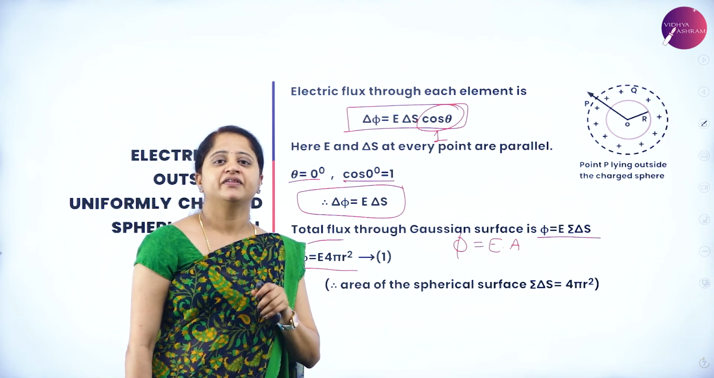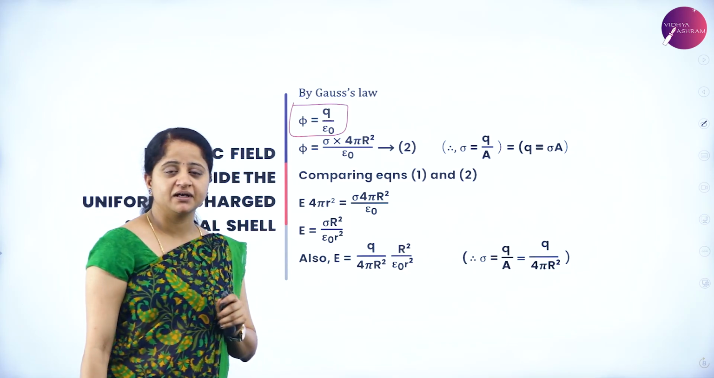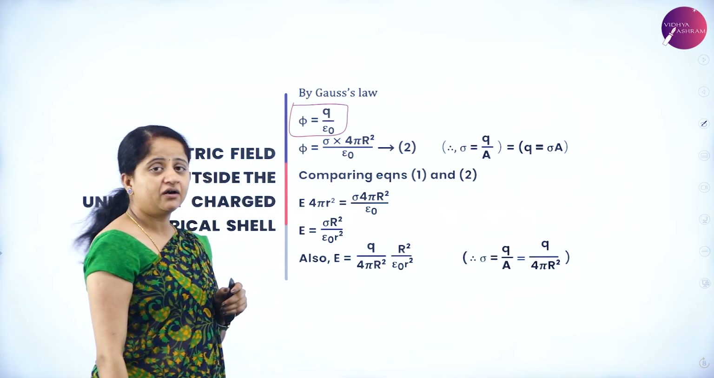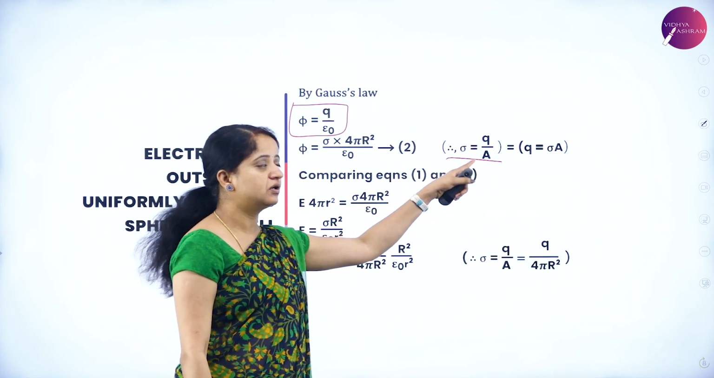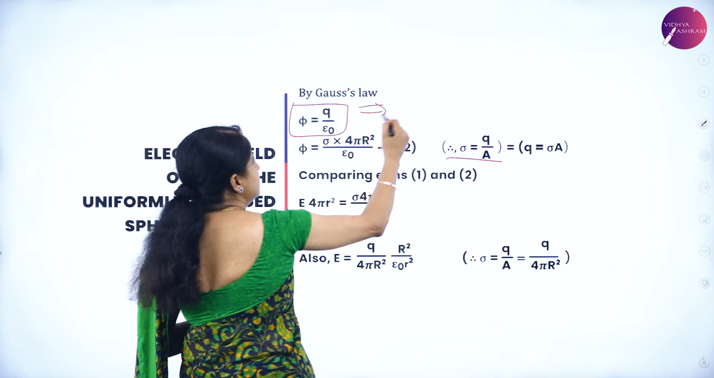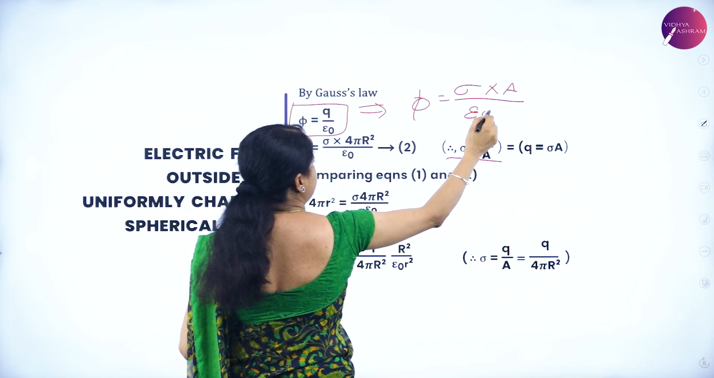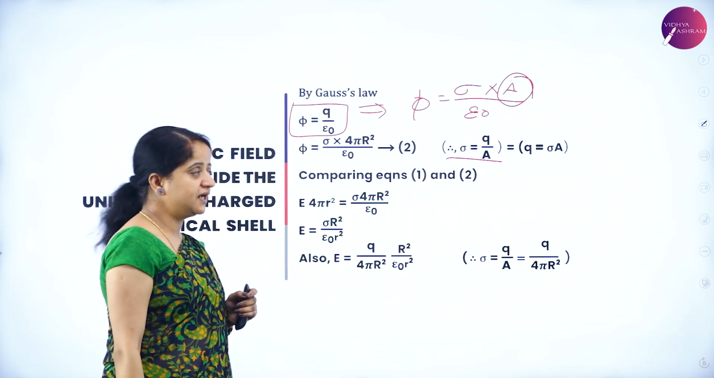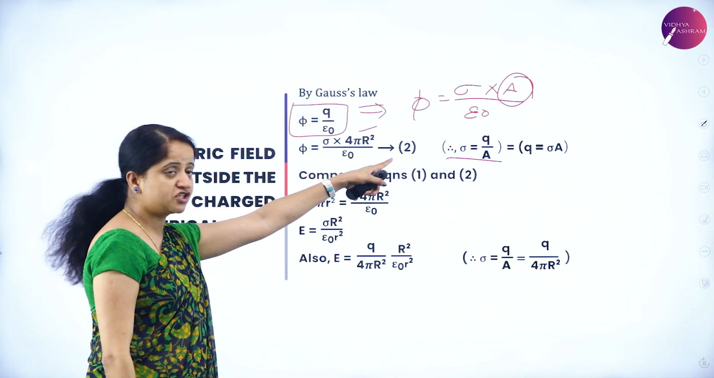Now, let us apply the Gauss law. What is Gauss law? It states that phi is equal to Q divided by epsilon naught. But what is Q? According to surface charge density, sigma is equal to Q by A, and Q will be equal to sigma into A. So, let us substitute the same thing here. What we get? Phi is equal to sigma into A divided by epsilon naught. What is A? Area of sphere, that is 4 pi r square, divided by epsilon naught. Now, I got equation 2.